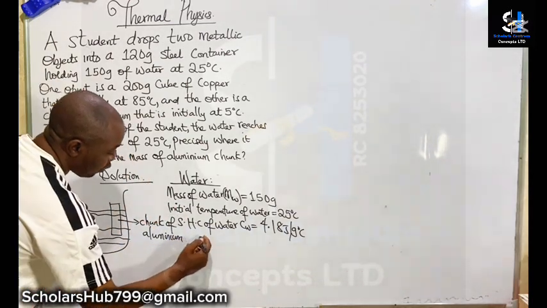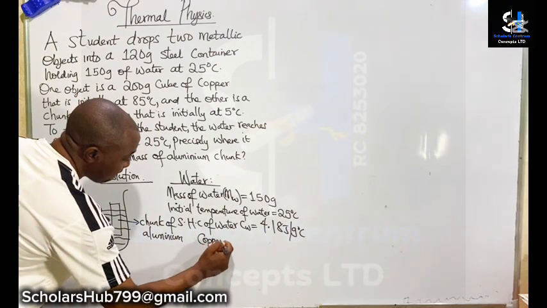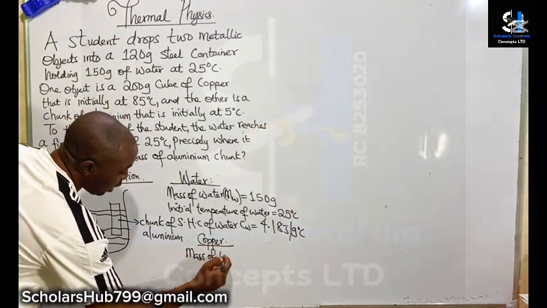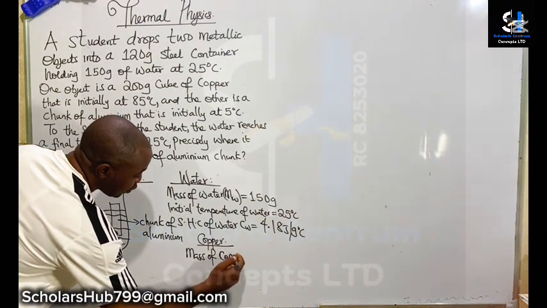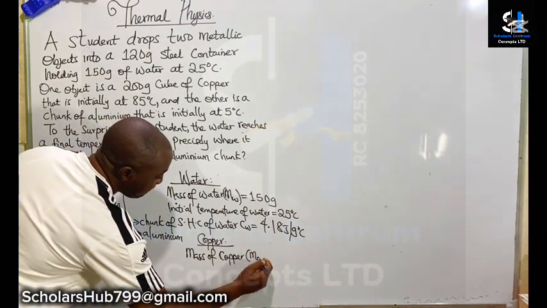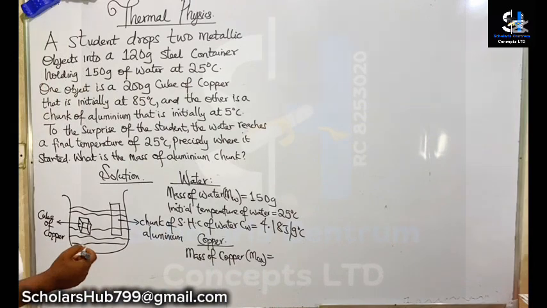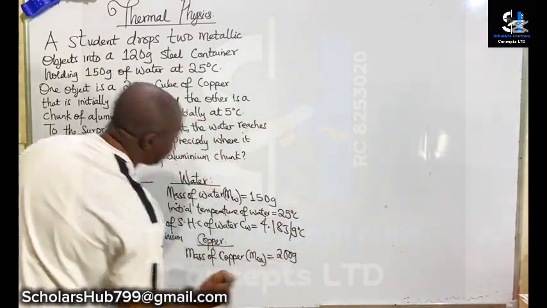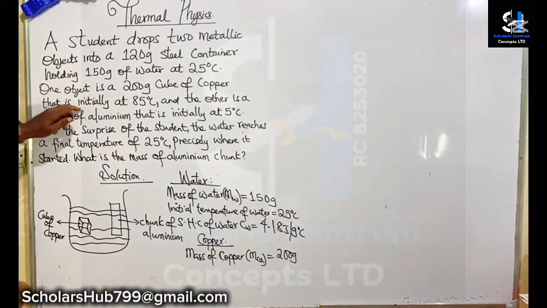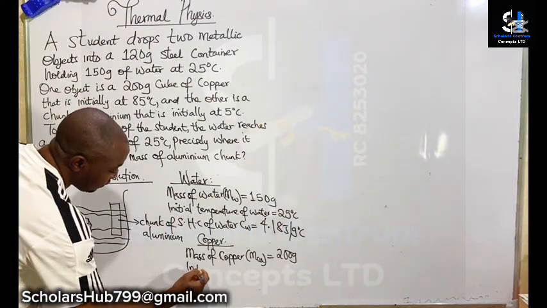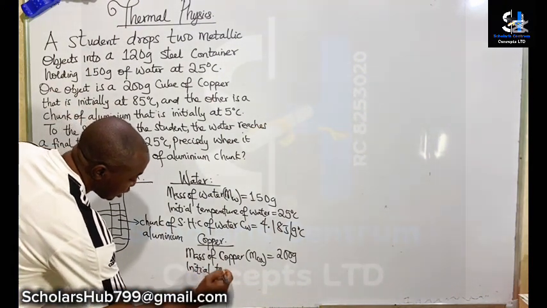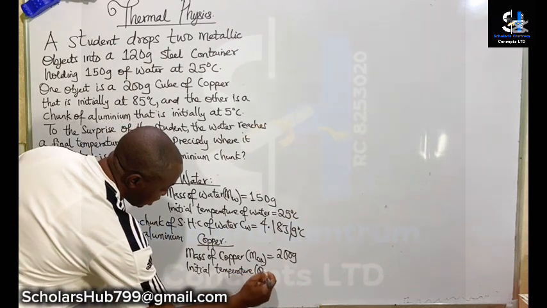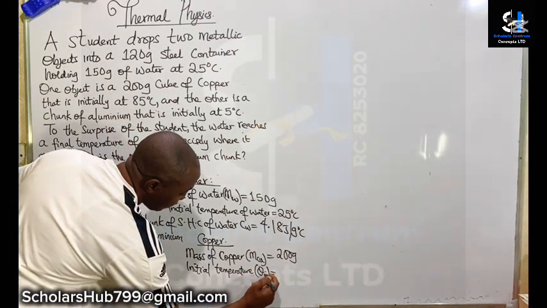Now the next is copper. For copper, we know that the mass of copper is 200 grams. Then the initial temperature is 85 degrees.